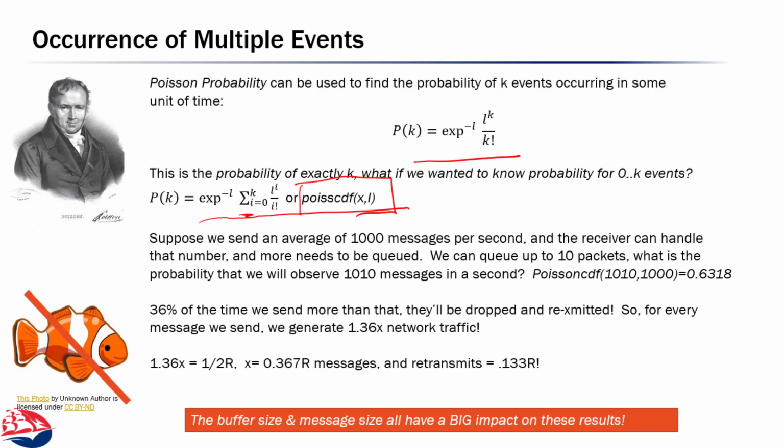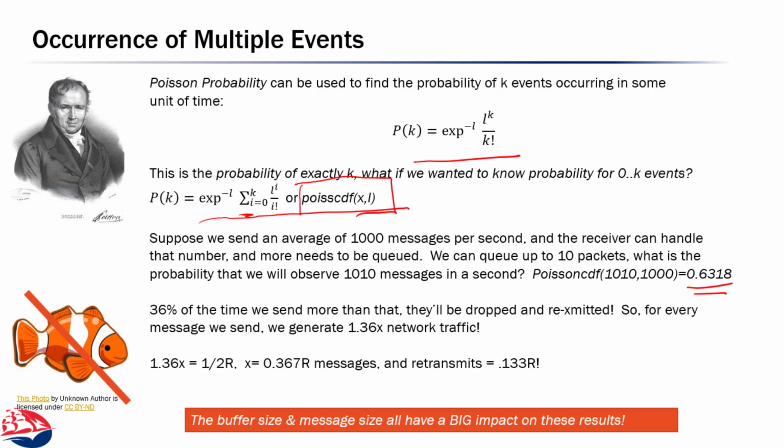So suppose we send an average of 1,000 messages per second. That's R. And the receiver can handle at least that number. Any more than that will need to be queued. So we can queue up to 10 packets without losing any. Then we can ask the question, what is the probability that we can observe 10,010 or fewer messages in a given second? Well, we can turn to Poisson, and we can say 10,010 out of 1,000 average will happen about 63.18% of the time.